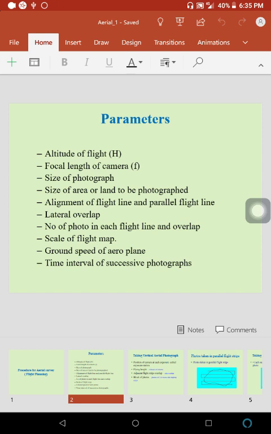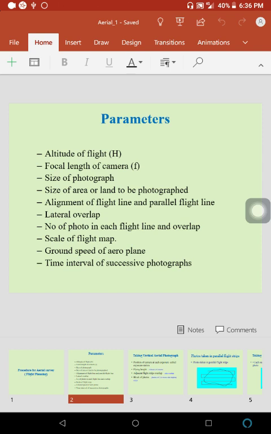So usually the area covered is a larger one. The dimension for the length is in kilometers. The dimension for the breadth of the area is also in kilometers. Then the alignment of the flight line and the parallel flight line, that is the direction in which the flight is to be run, that is the aircraft is to be run. Then what percentage of overlap is required, because this obviously governs the number of photographs, that is the percentage of the lateral overlap and the percentage of the longitudinal overlap.